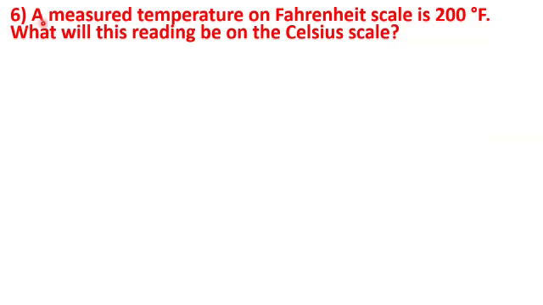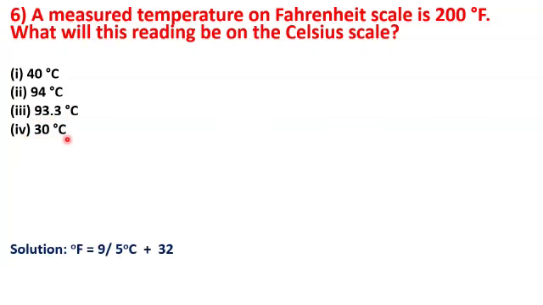Question number 6. A measured temperature on Fahrenheit scale is 200 degree Fahrenheit. What will this reading be on the Celsius scale? Options are given. First one is 40 degrees Celsius. Second one is 94 degrees Celsius. Third one is 93.3 degrees Celsius. Fourth one is 30 degrees Celsius.